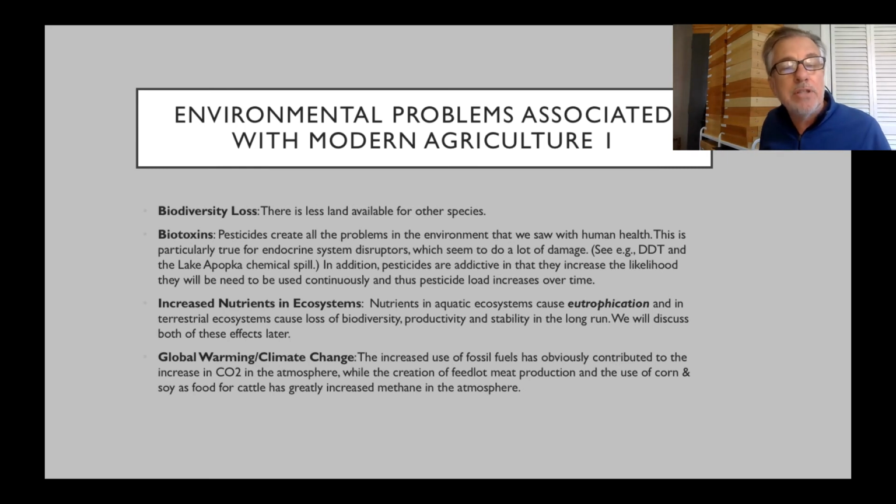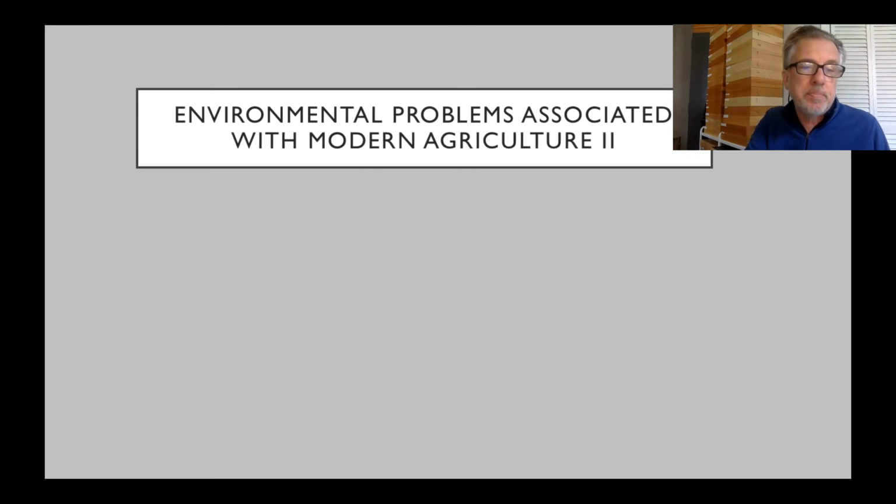Clearly, agriculture makes a contribution to global warming and climate change. The increased use of fossil fuels in agriculture has contributed to global warming. And feedlot meat production, as well as the use of corn and soy as feed for cattle, because those are not natural foods for cattle, has increased methane, which we know is a much more potent greenhouse gas.